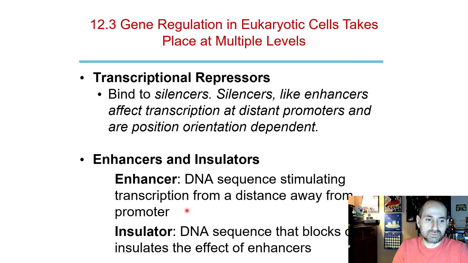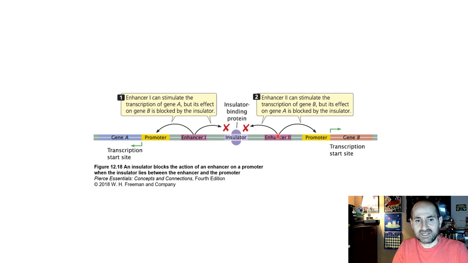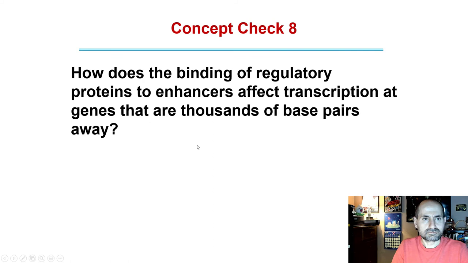Insulator is kind of interesting. As its name suggests, it's a DNA sequence that blocks or insulates the effect of enhancers. So if you have an insulator here, well, then this enhancer might not be able to affect this gene, right? Does that make sense? If there is an insulator between your enhancer and the gene you're trying to regulate, that's going to block the effect of that enhancer.